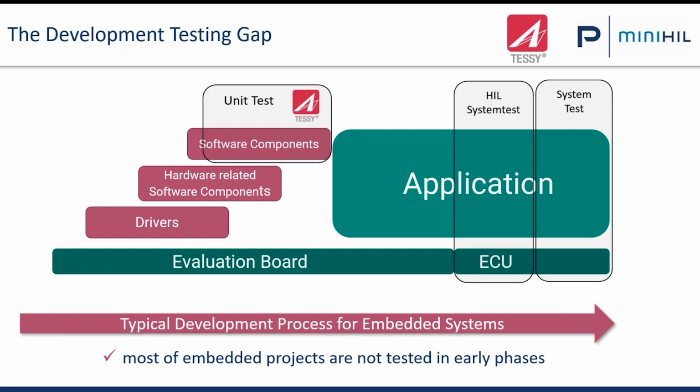Normally, most systems are tested in the early phases only for the software components with unit tests. This can be done, for example, with Tessy. Many of you probably are familiar with the Tessy toolchain. Later in the process, usually you have a HIL test system or a real test. Run a real test, so you sit in the car and you drive around the block. This would be a system test. If you simulate this, then it's a HIL system test.